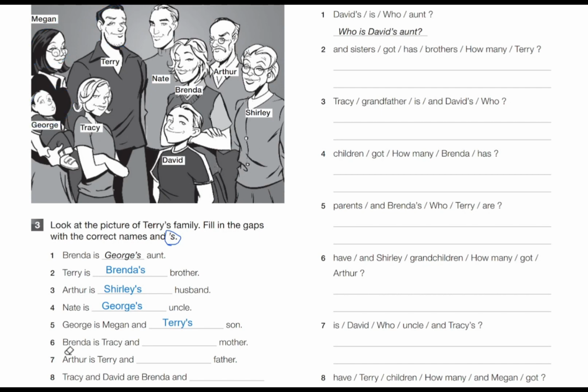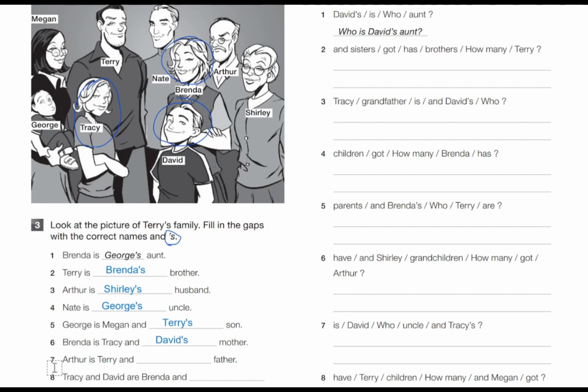Right. Number 6, Brenda is Tracy and mother. So we've got here Brenda and we've got here Tracy. And there's another guy, and mother. So Brenda is mother for them. So that would be David. So we're going to write here David's. Right. So Brenda is Tracy and David's mother.